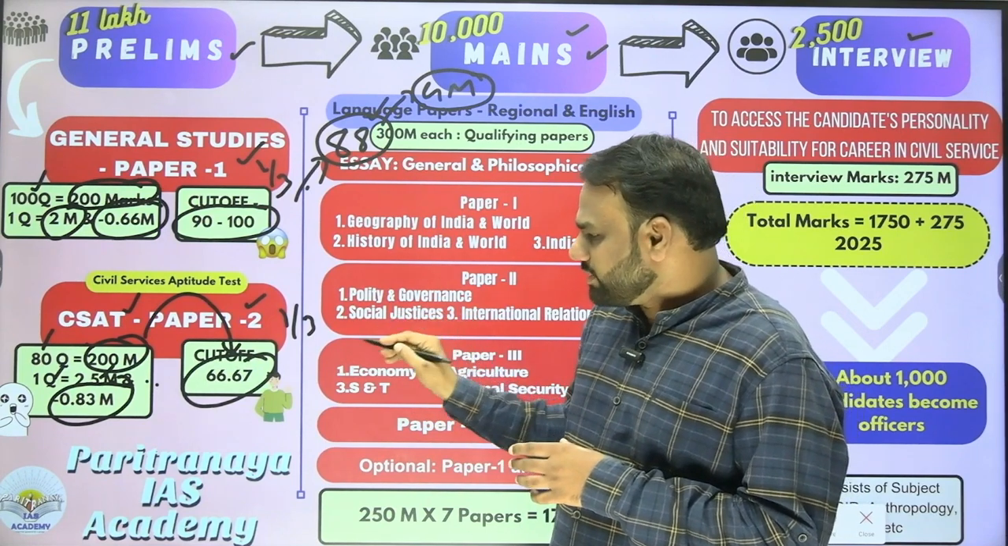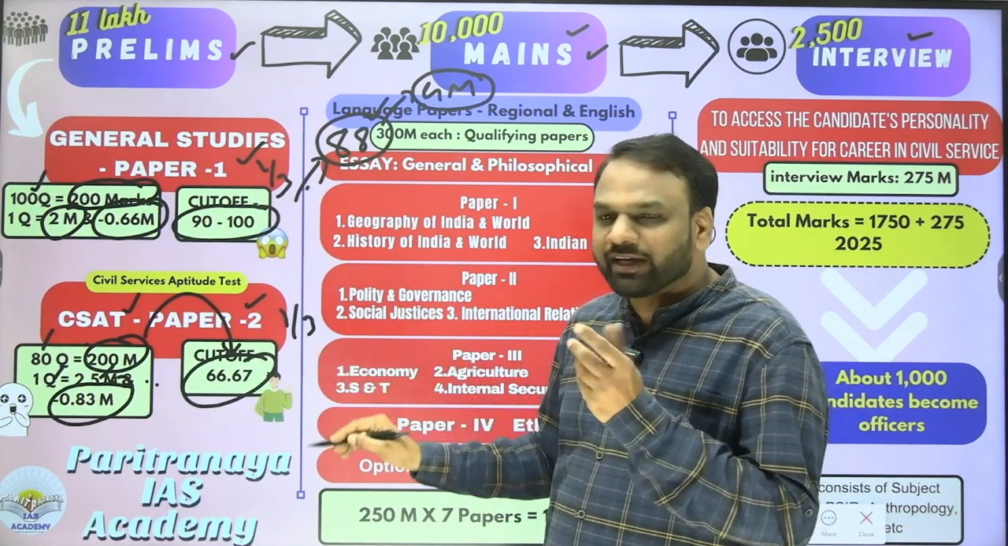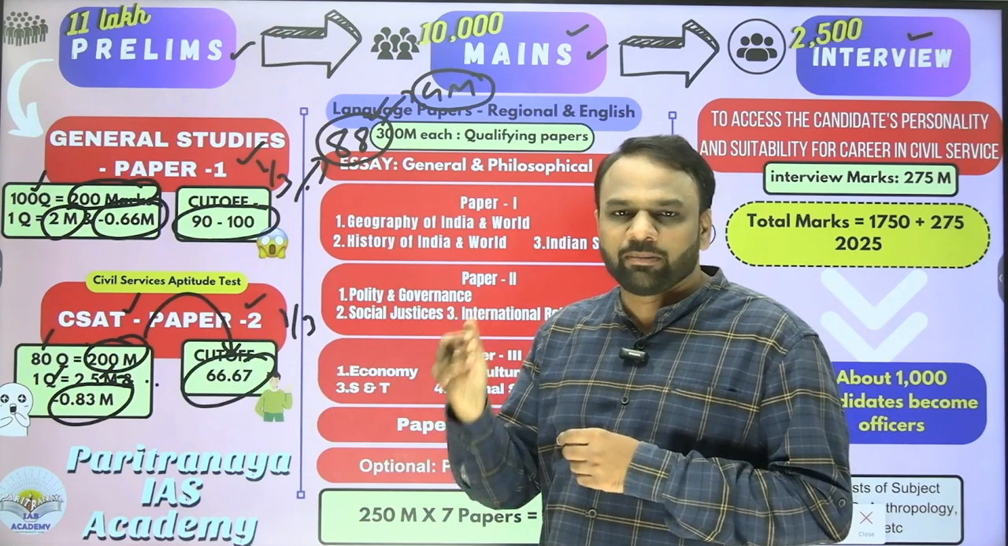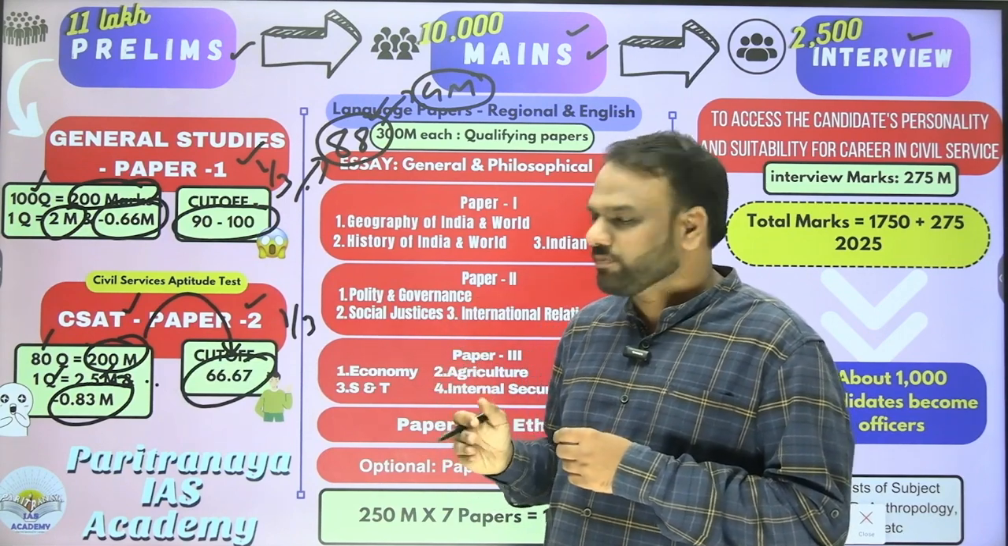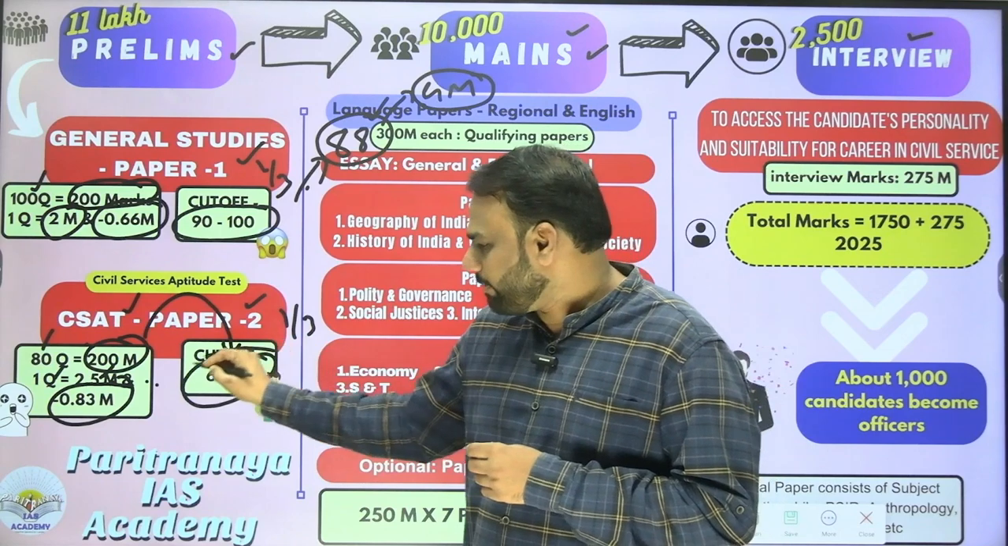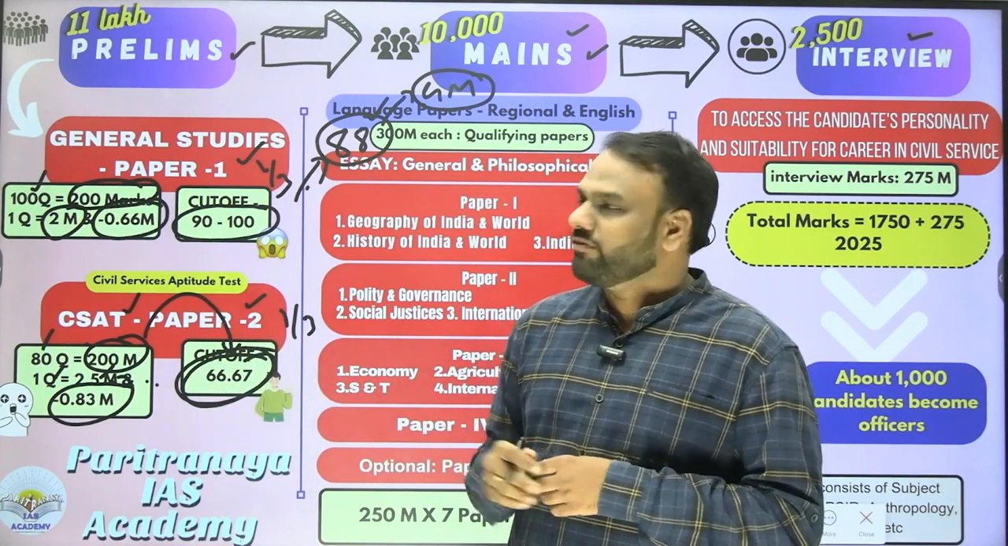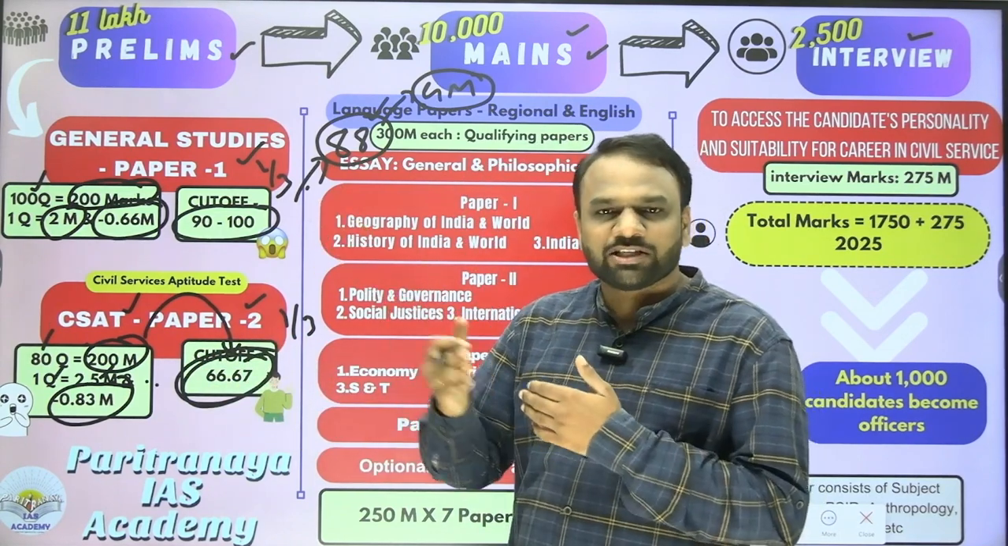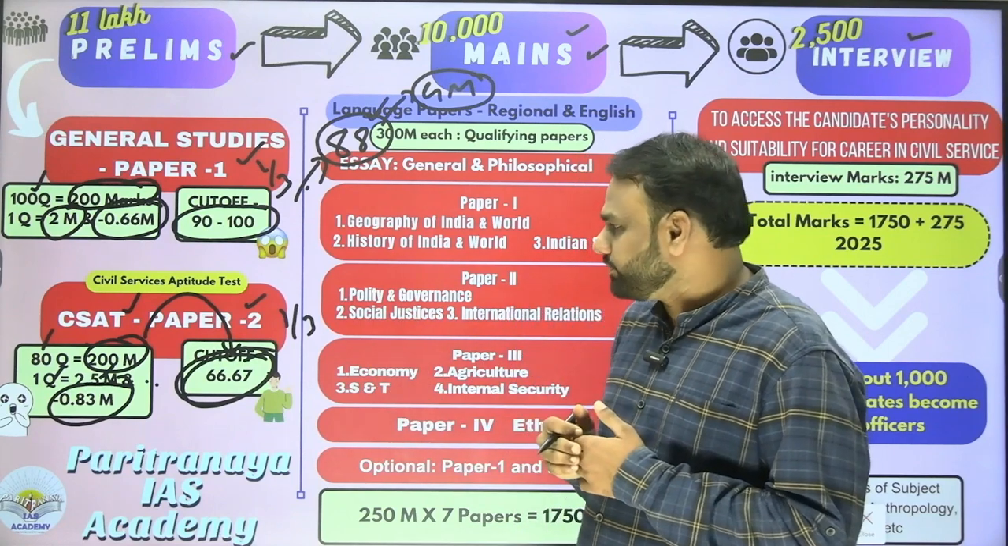An important thing to remember here is, when it comes to paper 2, there is no category-wise cutoff. There is no separate cutoff for general merit, OBC, SC, ST, etc. All of them have to secure this minimum of 66.67 marks. Whereas in paper 1, the cutoff varies based on the category.